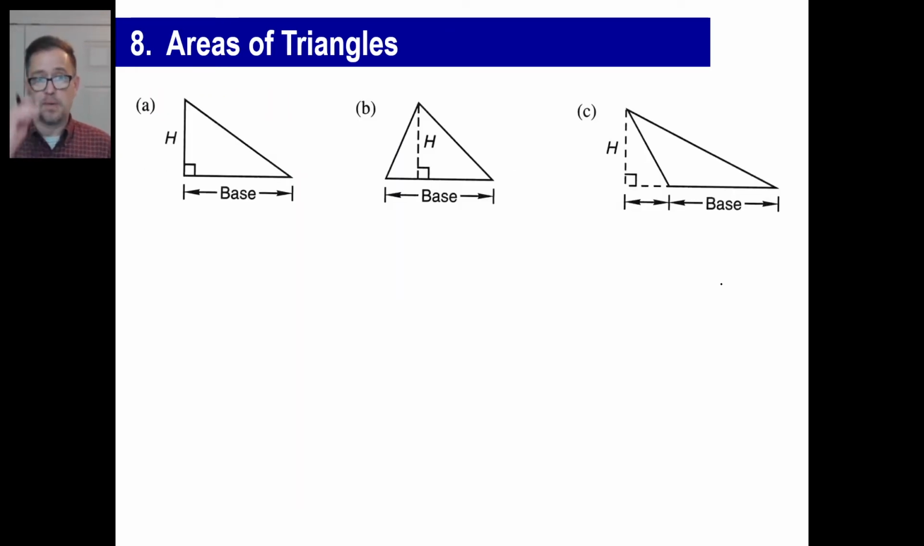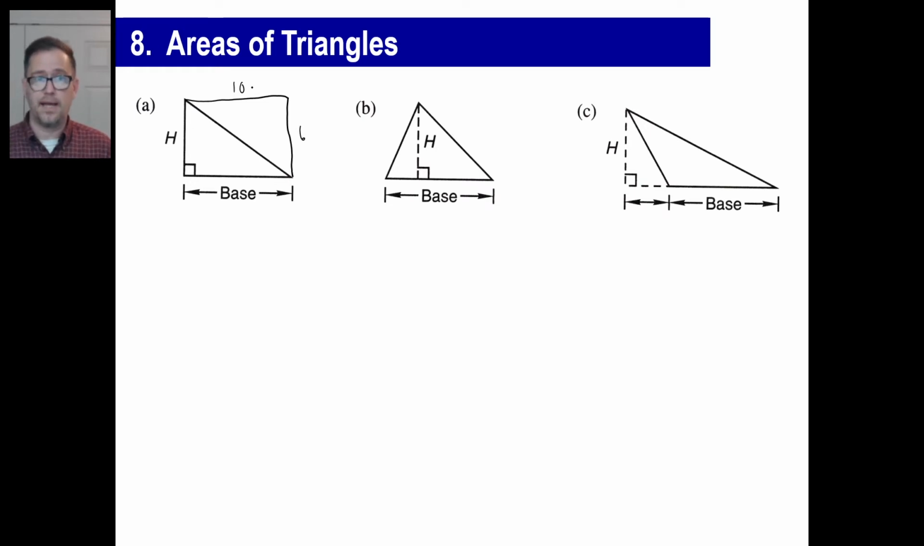Something special about triangles. The area of a triangle. First off, let's pretend this is a rectangle. If you draw the rectangle, it looks like that. Let's say this is 6 by 10. If you had an entire rectangle, it would be 6 times 10 or 60, correct? But you don't. You have half a rectangle, so it's going to be half of 60, which is 30.